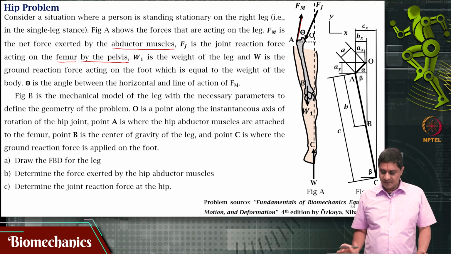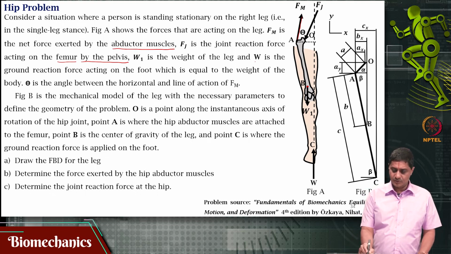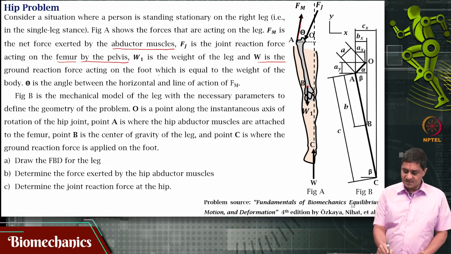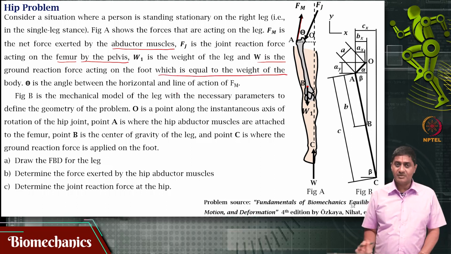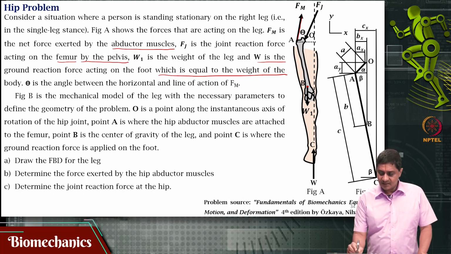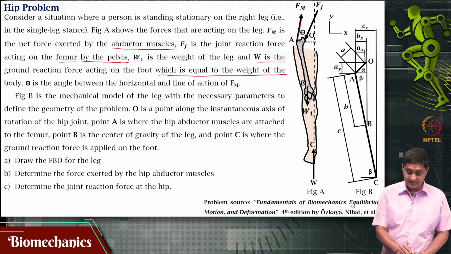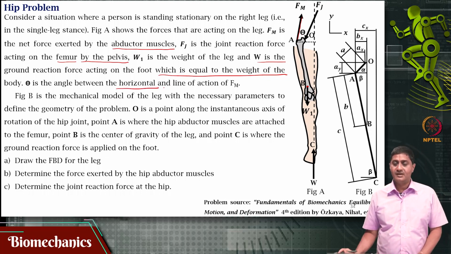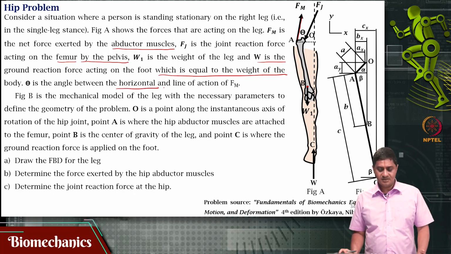W1 is the weight of the leg that is acting from a point B that is shown there. W is the ground reaction force. This is the force due to the mass of the person, the weight of the body. Theta is the angle between the horizontal and the line of action of the muscle force Fm.